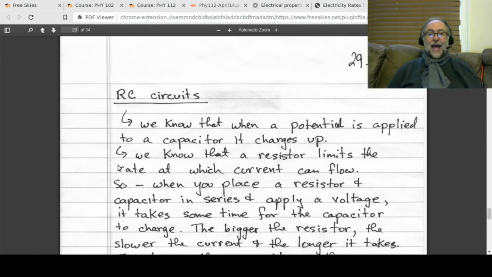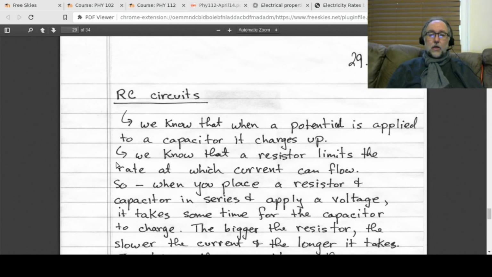All right. Last circuit that we're going to study in electricity, and the next topic will be magnetism. These are known as RC circuits. So what happens if you put a resistor and a capacitor together with a battery? This is an interesting circuit. This actually turns out to be a timing circuit.